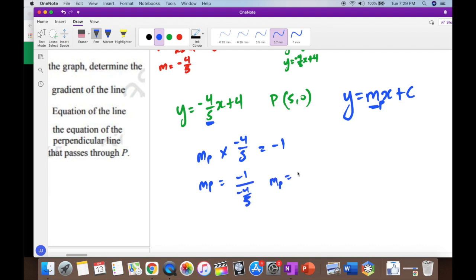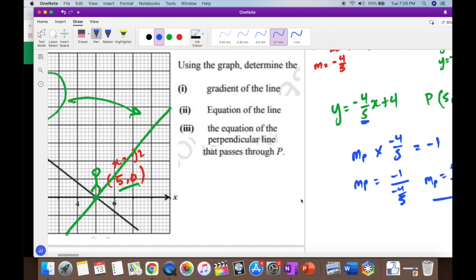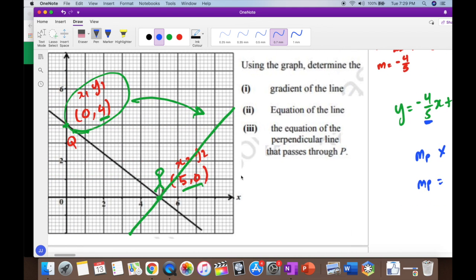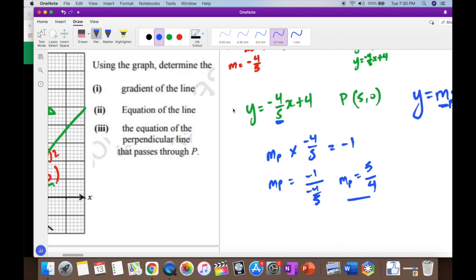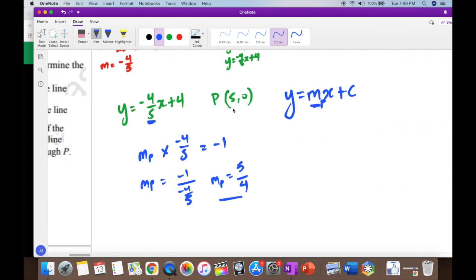mp is equal to +5/4. Right? And it makes sense that this is positive, because the perpendicular line would go in the other direction. You can see it has a positive gradient. Yeah. So Scotia, you're okay now with this? You understand what I just did there?